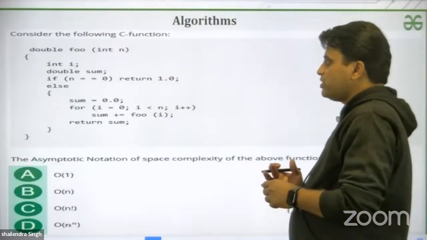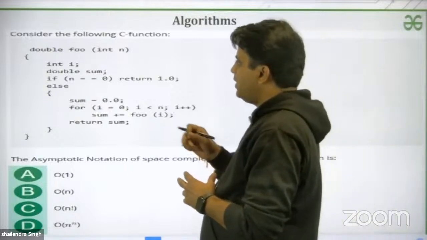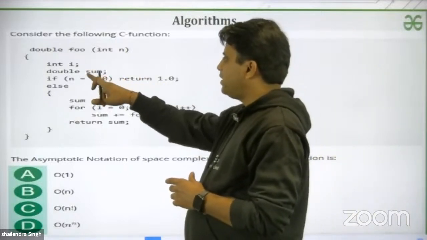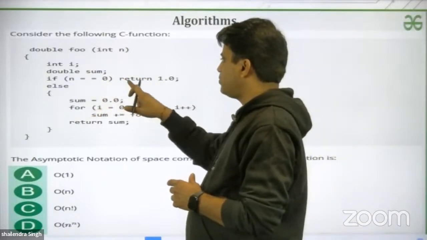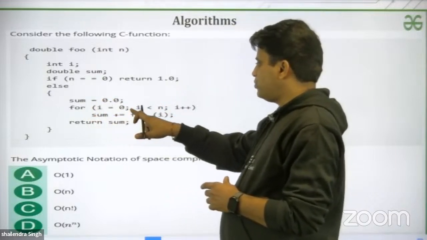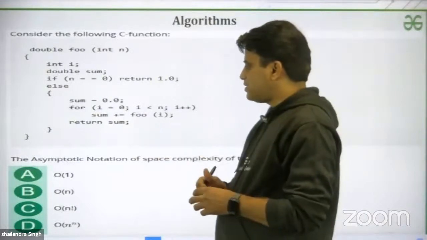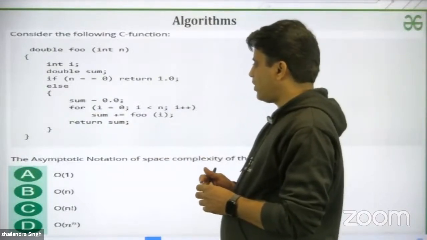This question is related to space complexity. Okay. Consider the following C function: double foo, integer n, integer i, double sum. If n equals to 0, return 1. Else sum equals to 0. For i equals to 0 to i less than n, i plus plus, sum equals to sum plus foo(i). Return sum.